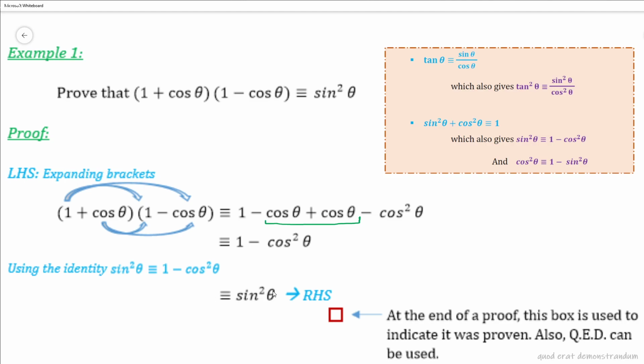And once I have sine squared theta here, and this is what I need to get on the right hand side of the identity, then our proof is completed. Alright, so normally when we complete a proof, at the end of it we use a little box or a square, and also we can write QED, which is this Latin phrase that means the proof was completed.